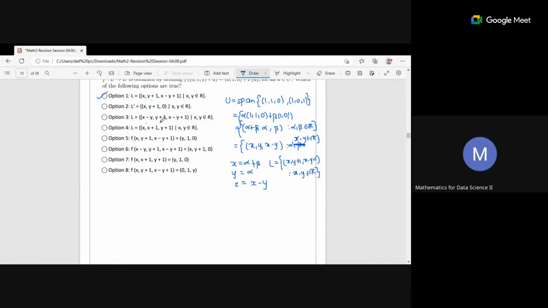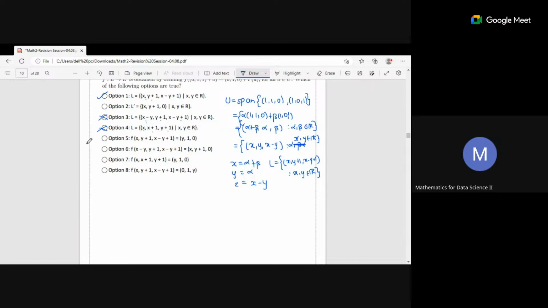And do options 3 and 4 coincide with this? To check whether they coincide, you just have to see whether they satisfy this condition, that the third element is just the subtraction of the first minus the second. Is it satisfying that? You just need to check. It is not satisfying, right? First minus the second component is not the third component. In the same way, first minus second component is not the third component here also. So these two options are incorrect.